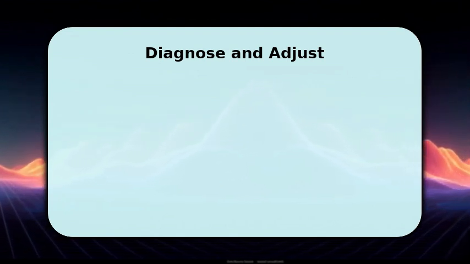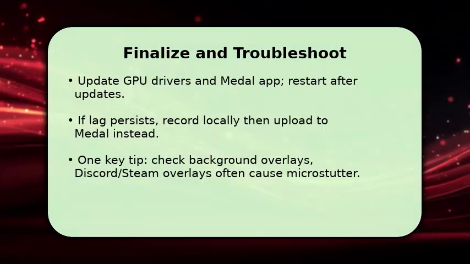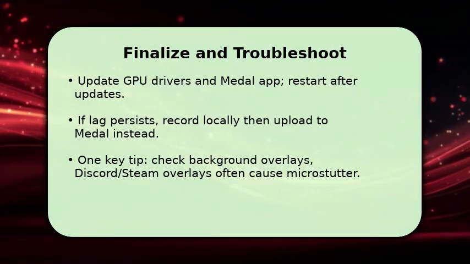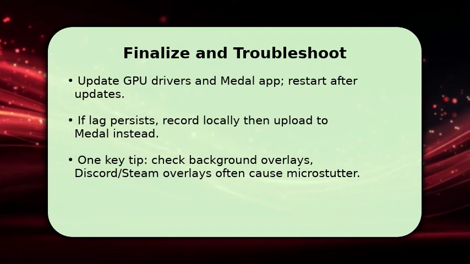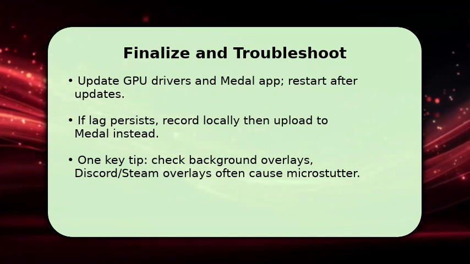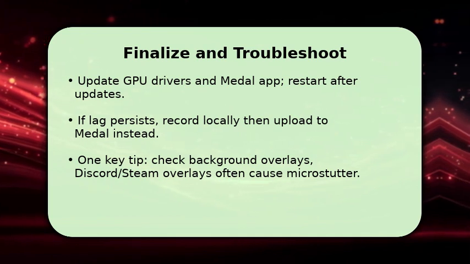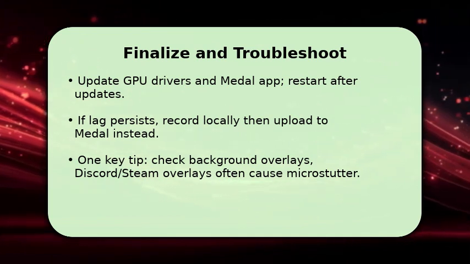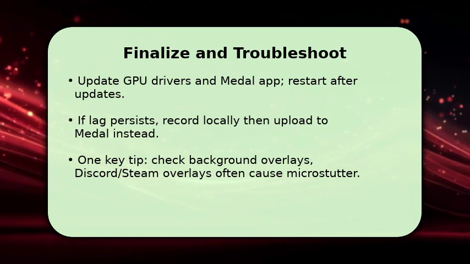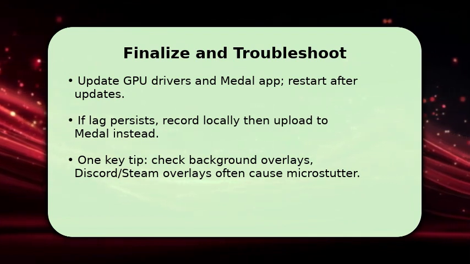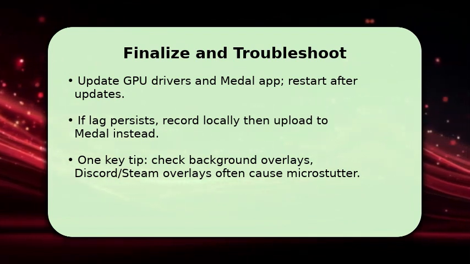You finish by applying final fixes and verifying stability. Update your GPU drivers and the Metal app, then reboot so driver and encoder resets take effect. If live recording still lags, record locally with high-quality settings, and then upload the file to Metal to separate capture from upload overhead. Make sure overlays like Discord or Steam are disabled.